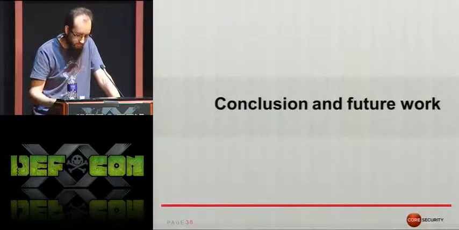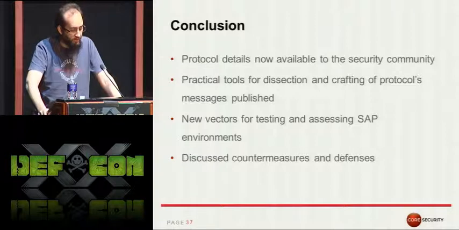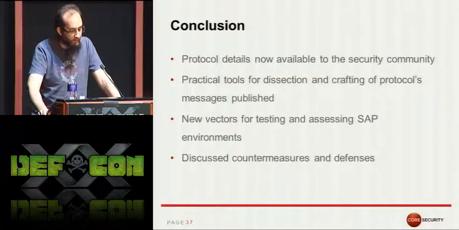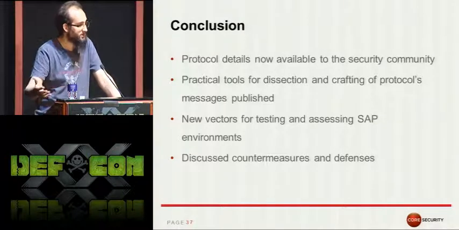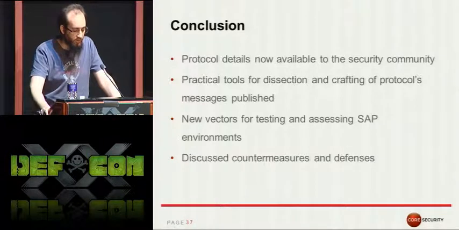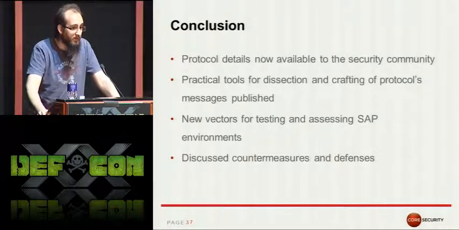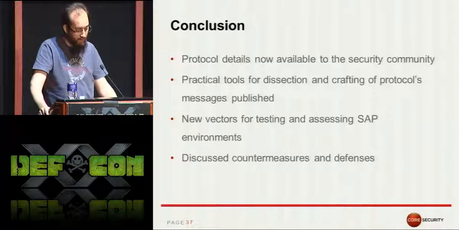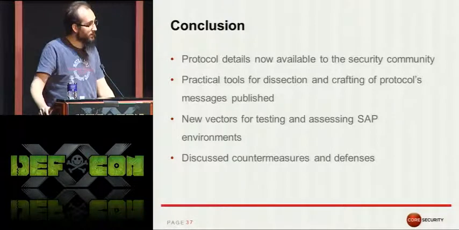So let's move on to the end. Well, we have discussed how the protocol packets look like. The details about the protocol are now available. Practical tools, both for dissecting and for crafting packets, are available. Both tools will be released with the GPL license, so they will be available for anyone. There are vectors that are not new, they are well known, but now it's possible to perform actual attacks. We have also discussed some countermeasures and defenses to try to protect your systems.